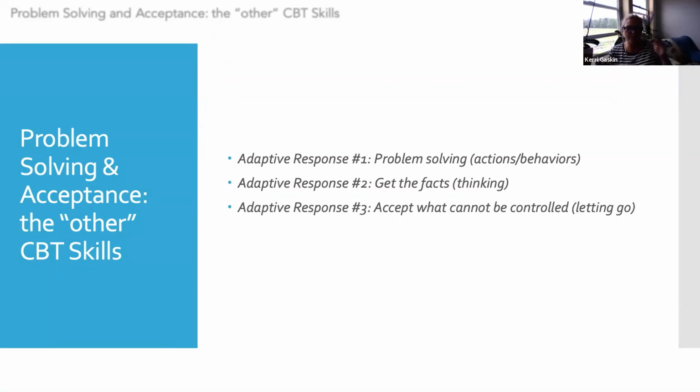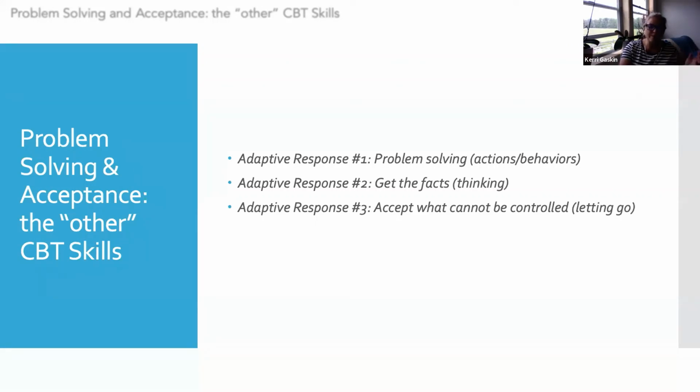So here are 3 different ways to approach a problem. Problem solving, getting the facts, or accepting what cannot be controlled. One approach may work best, or a combination of all 3. The take-home point here is that all situations are different and they require different approaches to meet your life aims.